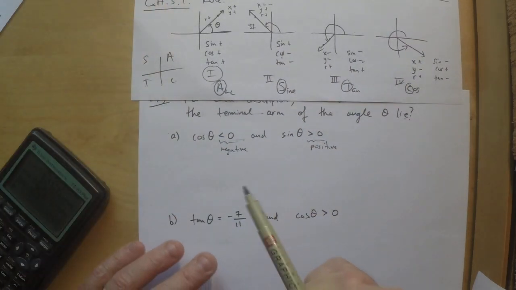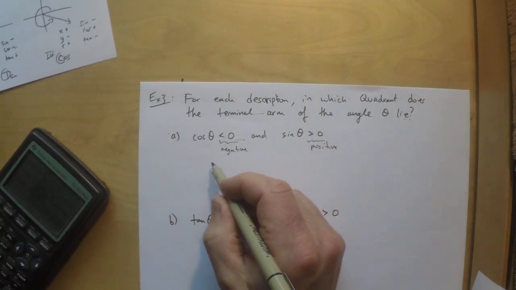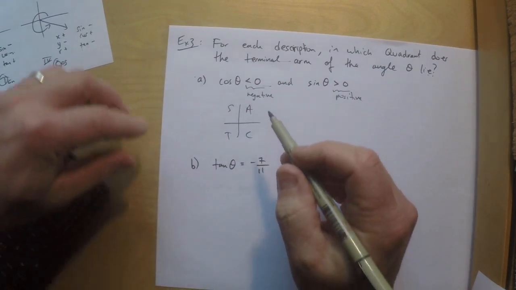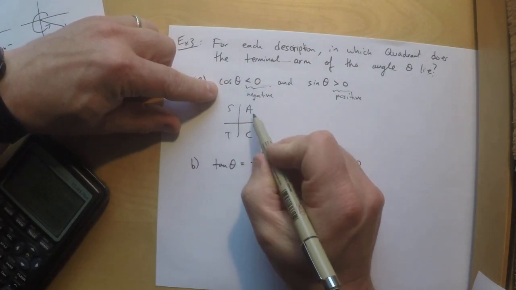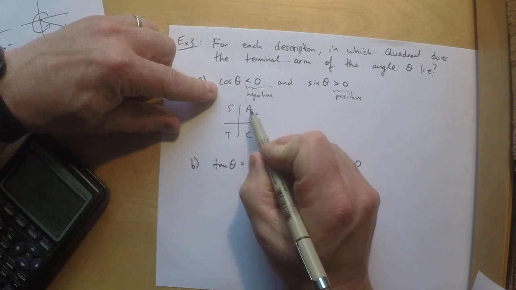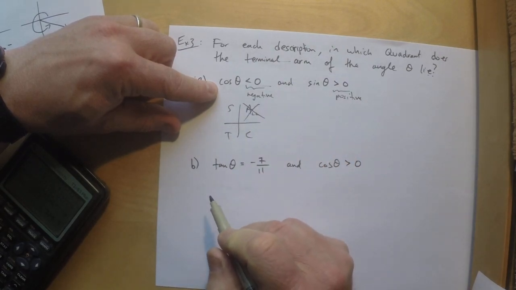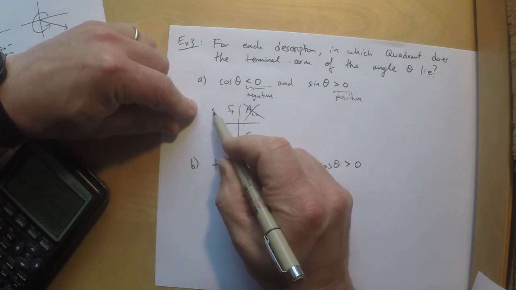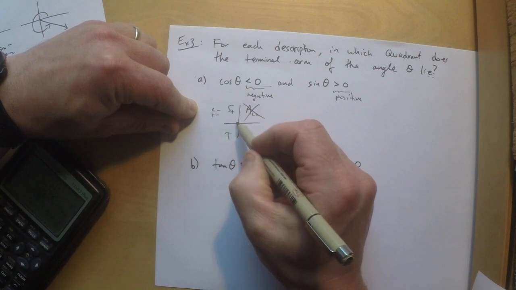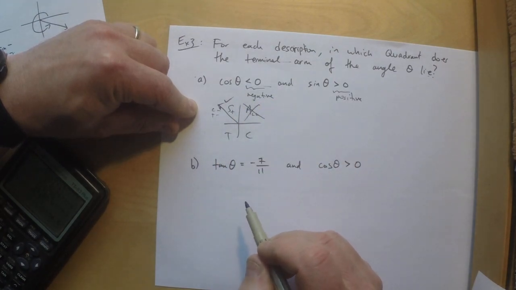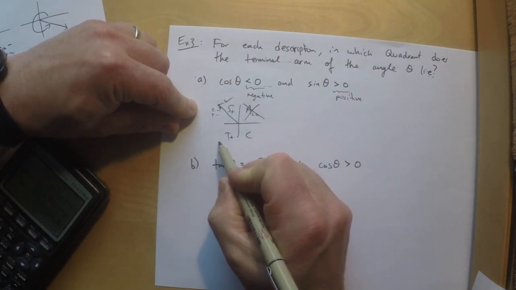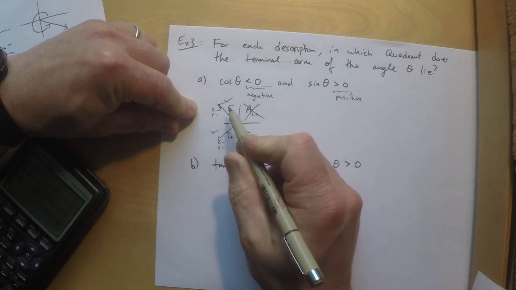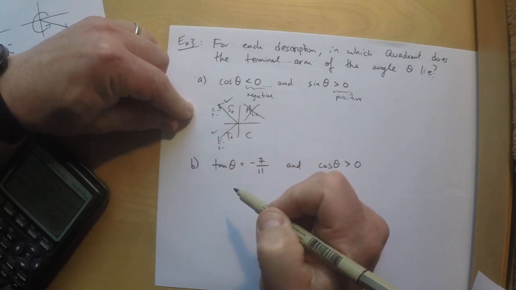How I would personally do this, without that, I would use my cast rule. All suckers take cocaine. And I'd be like, okay, where is cosine negative? Well, what does the all mean? That means all are positive. Well, that's not true. What does the S mean? That means sine is positive, cos and tan are negative. Oh yeah, so it could be here. That's one potential. T means tan is positive, cos and sine are negative. Oh, that's another possibility. It could be quadrants 2 and 3 right now.